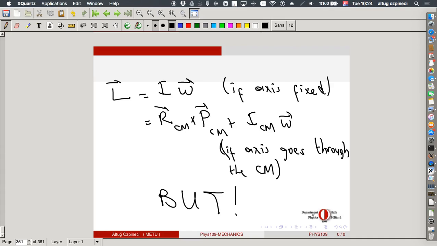So when you're choosing an axis, you should choose either an axis that is fixed or an axis passing through the center of mass. In the case of the projectile motion, you cannot choose an axis that is fixed. So the only option left is to choose an axis passing through the center of mass.